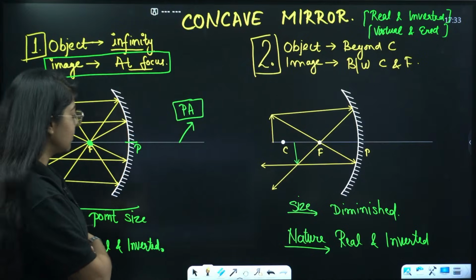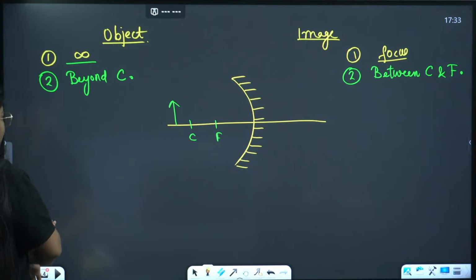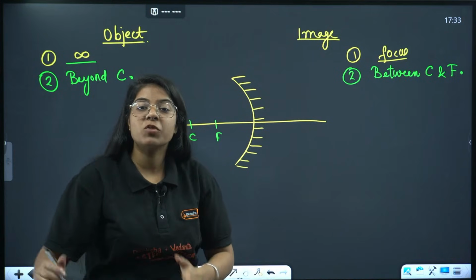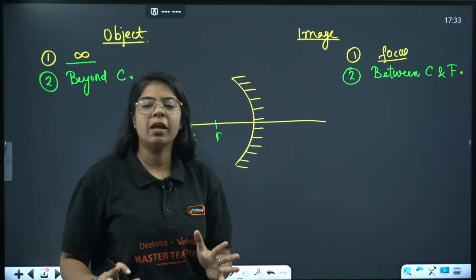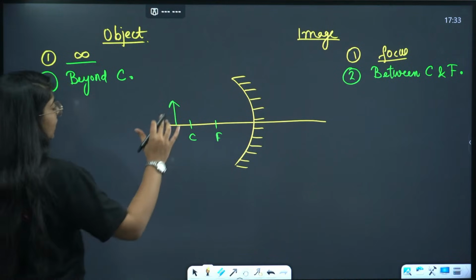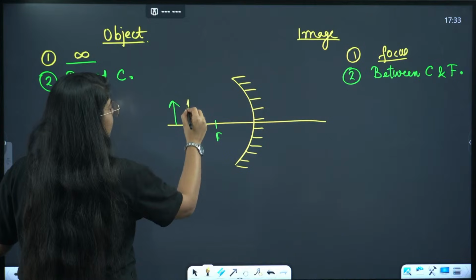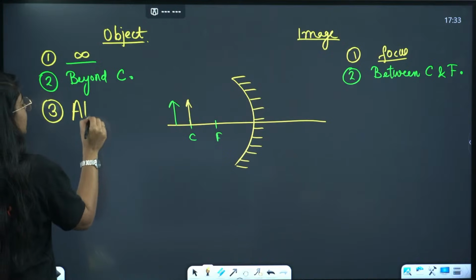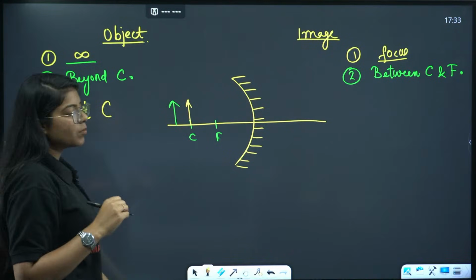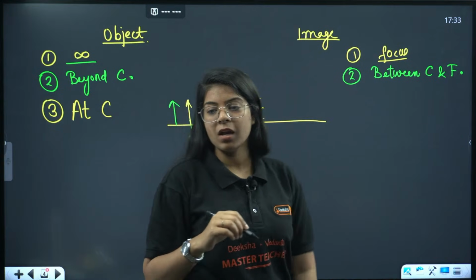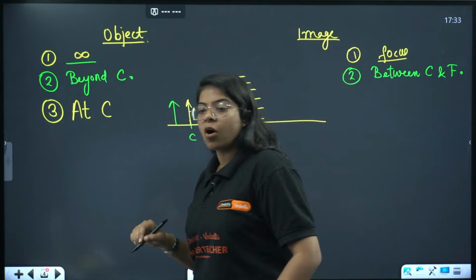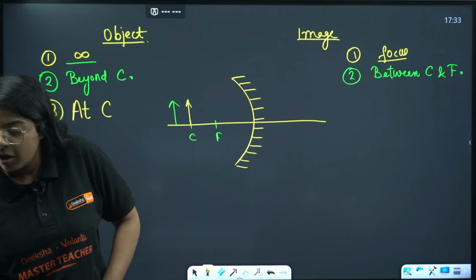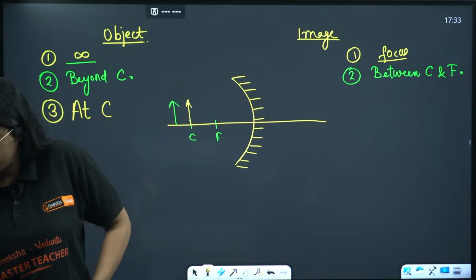Next case. Before that we move to the first slide. Now we move the object a little more closer to the mirror, and now it is at center of curvature. Now let me know, if the object is at C, where will the image be formed? If the object is placed at center of curvature.